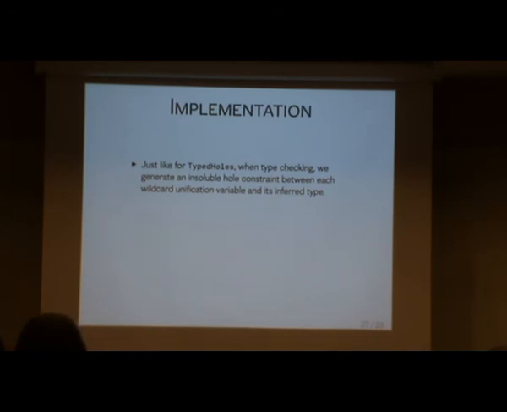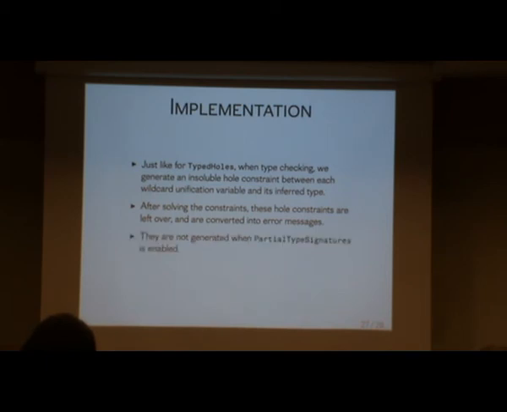And a clever idea that was already being used by the type holes extension was, when type checking, to report the instantiated types of the wildcards. We generate these insoluble constraints between the wildcard unification variables, these omega-convenience, and the inferred types. Because they're insoluble, they will be left over after the constraint solver has run, and we can then easily convert them into messages. Unless we enable this extension, we just disallow them in the first place, so we don't generate these insoluble constraints.